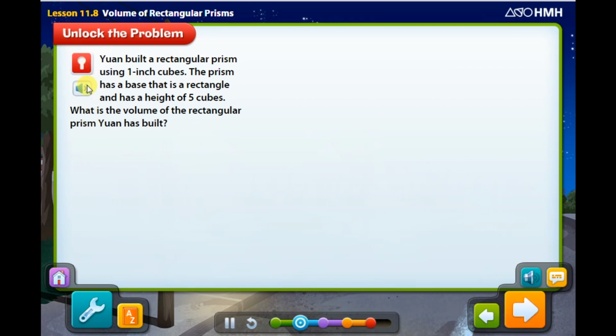Okay, Yuan built a rectangular prism using 1-inch cubes. The prism has a base that is a rectangle and has a height of 5 cubes. What is the volume of the rectangular prism Yuan has built?